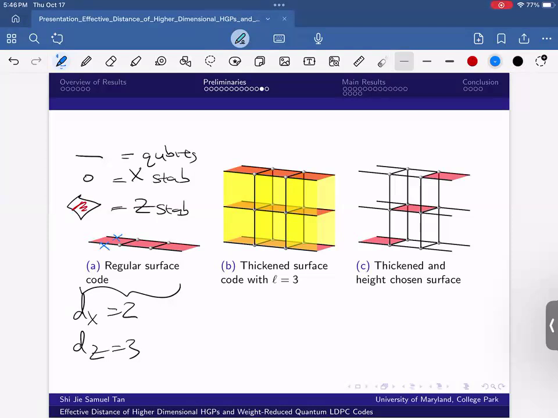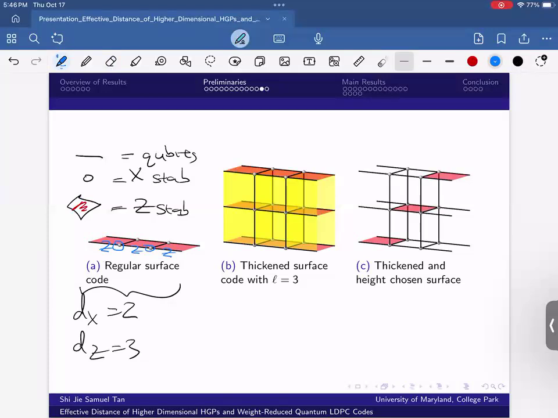And then dz equals 3 because you need something that looks like, let me just erase the previous one. dz equals 3 because if you have a Z error here, a Z error here, and a Z error here, these balls can't detect those errors because they have even parity on both sides of them.